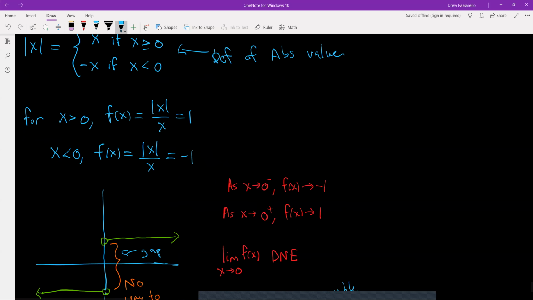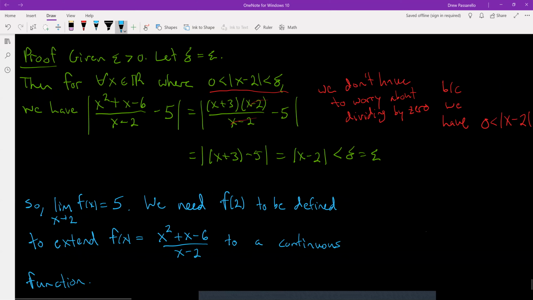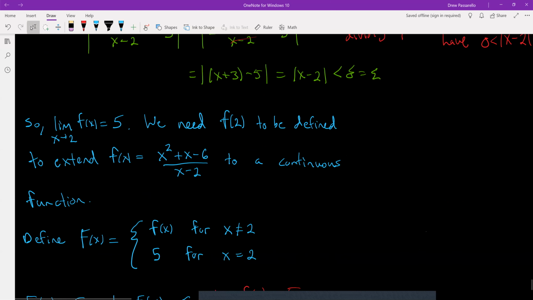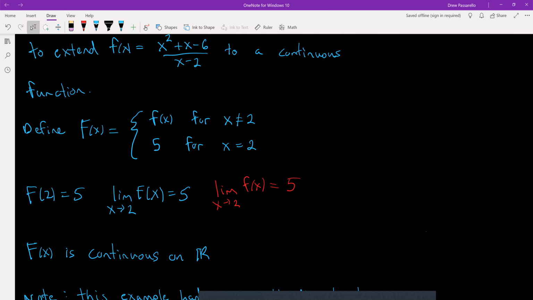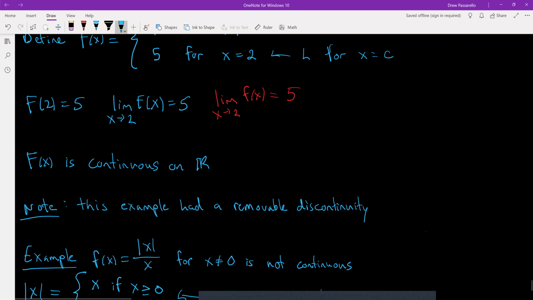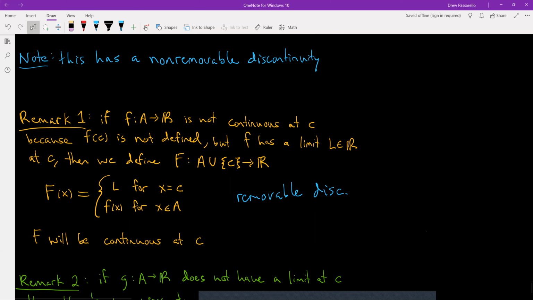And that was like this example where we had x squared plus x minus 6 over x minus 2. We changed it to this capital F of x. And this would be like our L for x equals c, and this would be like our f of x for x in our set A. Okay, so that's the first remark. And so we can extend it to a continuous function if we have the limit existing, even though f of c is not defined.